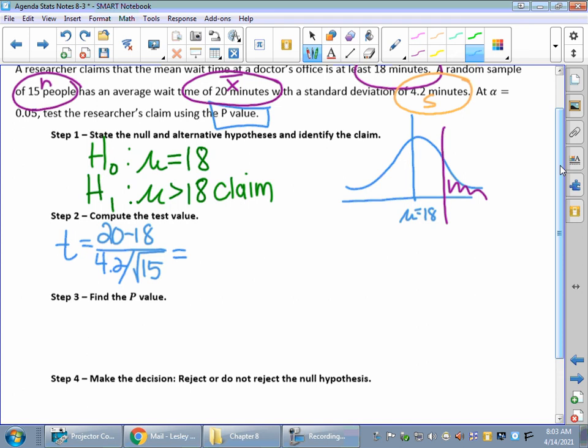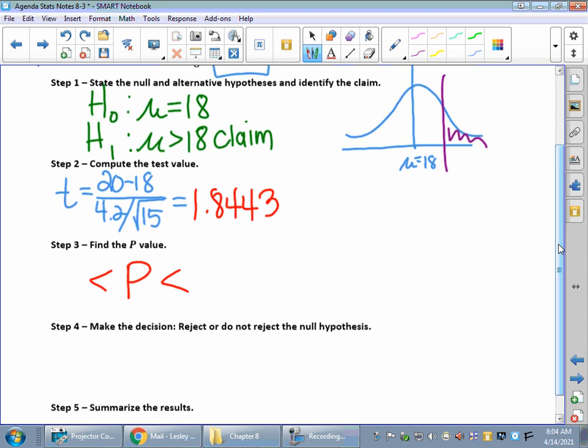Take a pause, do a quick check. I got a t of 1.8443. Make sure you get the same thing. I went out 3 decimal places because p-values are, so now this is the weird p-value. When I go to my table, p-values are imprecise. This is going to be an inequality. The p-value is somewhere in between these.